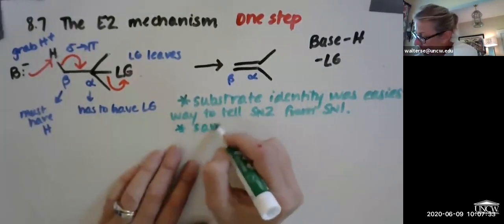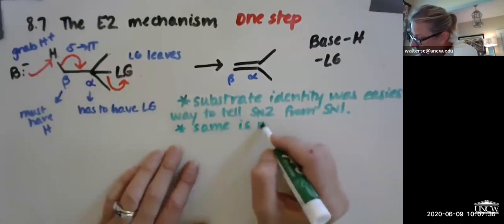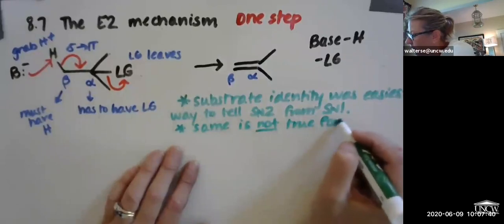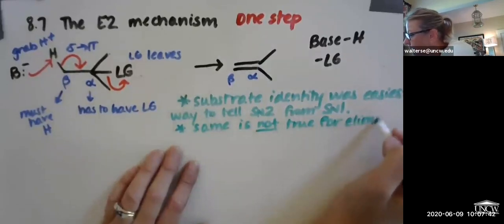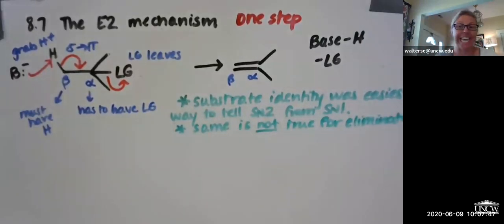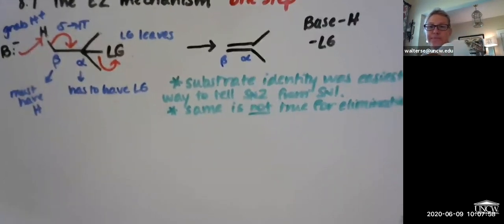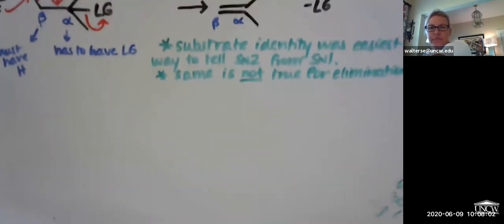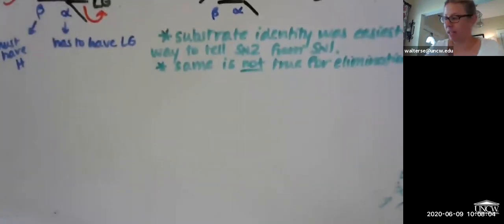The same is not true for elimination. You cannot use substrate identity to automatically say E1 or E2, like you could have in substitution. And I'll show you why.